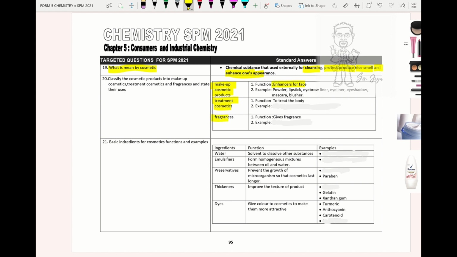The makeup cosmetic is used to enhance the face: powder, lipstick, eyebrow, eyeliner, eyeshadow, mascara, and blusher. Treatment cosmetic is used to treat the body, such as cream, facial mask, and moisturizer. The last one is fragrance: we have deodorant and perfume. Nanotechnology is used in the production of cosmetics so that the cosmetic cream or facial mask can penetrate the skin easily and treat the skin.